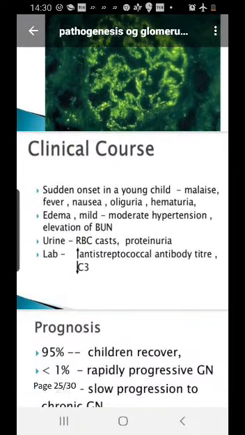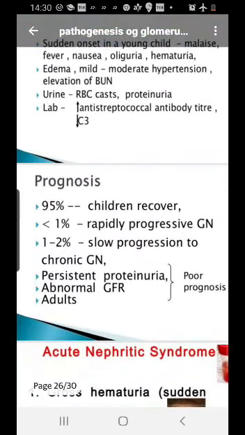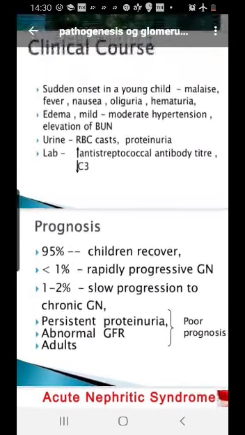And the clinical course: the patient presents with malaise. You should know, first of all, it should be hematuria, and then variable proteinuria, and then oliguria, and then hypertension, then elevation of BUN, then RBC casts, proteinuria, increase in the anti-streptococcal antibody titer, and decrease in C3. This is how we diagnose in the lab.